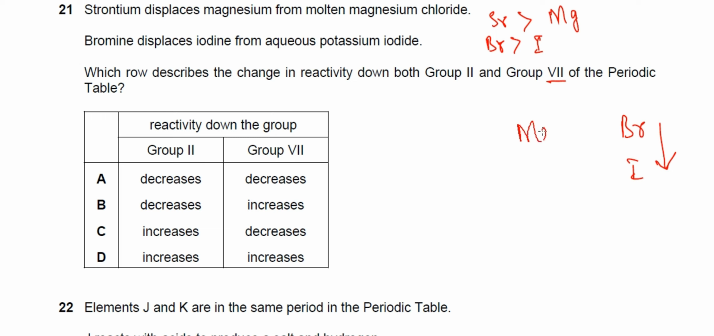And magnesium is present higher than strontium, and now strontium is more reactive and magnesium is less, so as we are going down, the reactivity is what? Increasing. Here the reactivity is decreasing, here the reactivity is increasing. For group 2 increasing, for group 7 decreasing. Understood? So what do we have to choose? Increase, decrease. C.